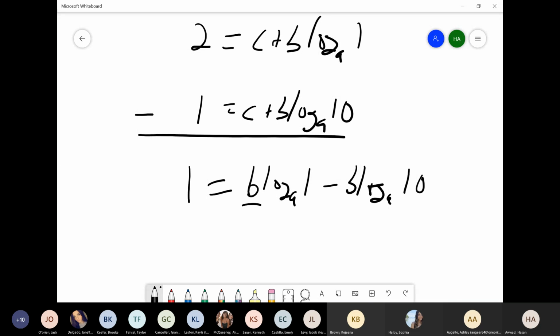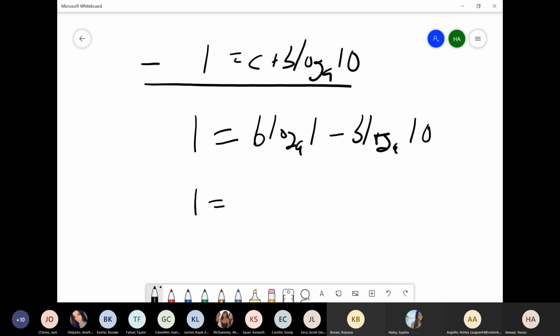And what can we do? We see we have a multiple of B in both of these terms, right? So we can just factor that out. So 1 is equal to B times log base A of 1 minus log base A of 10. And from here, you guys can take it from there.